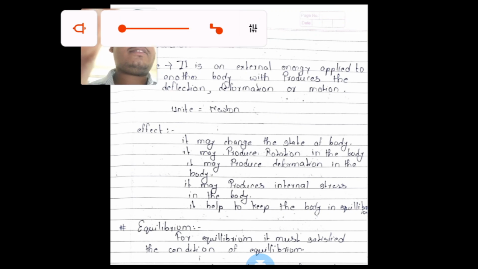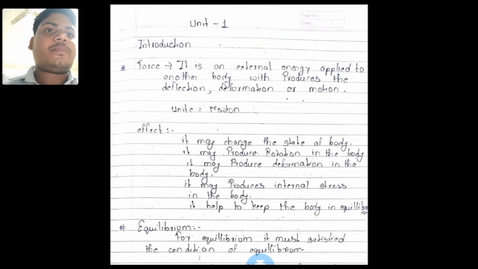First, let us see what is meant by force. Force is an external energy applied to another body which produces deflection, deformation or motion. It is denoted in Newton.